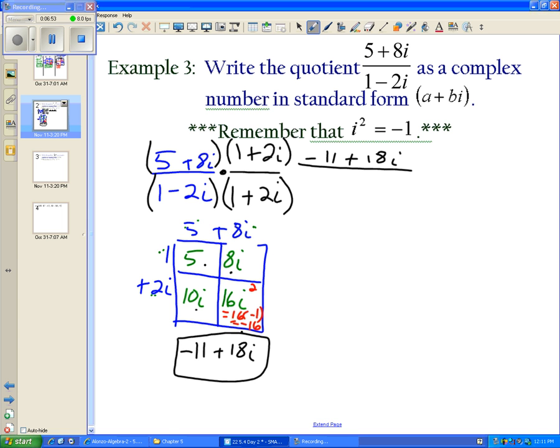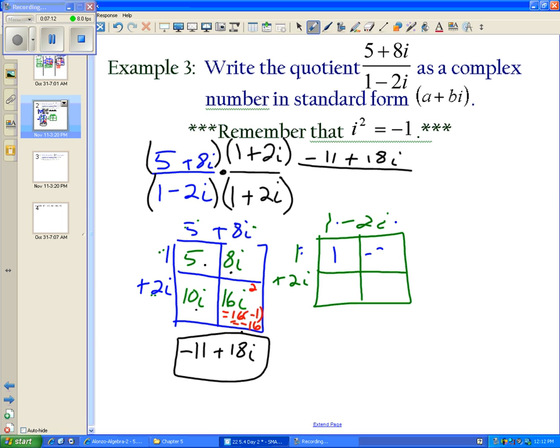What's in my denominator? Well, let's find out. Again, using the box method. On the top, I'm going to put 1 minus 2i, and along the left, it's 1 plus 2i. Draw my box. 1 times 1 is 1. 1 times negative 2i is negative 2i. 1 times 2i is 2i. Negative 2i times positive 2i is negative 4i squared. That's negative 4 times a negative 1, which is positive 4.